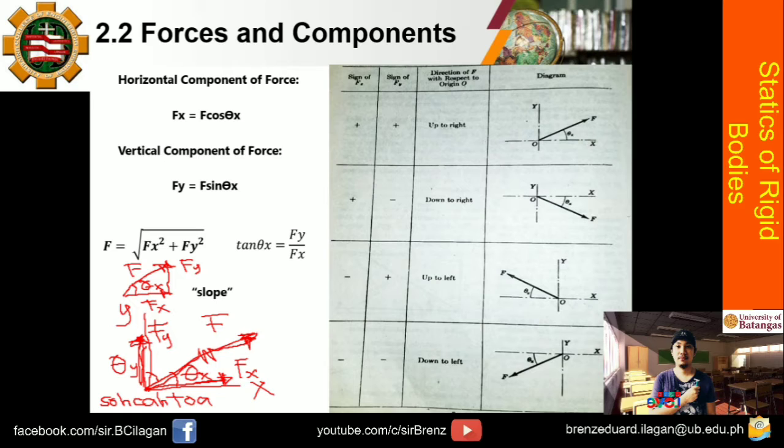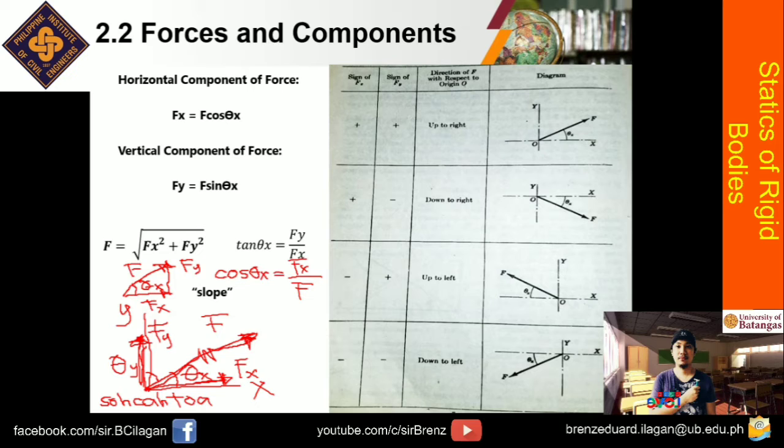So diba, kung ito is side ng triangle, this Fx is considered your adjacent side. And then itong force F, that will be your hypotenuse. So to solve for Fx, that is just equals lang sa cosine of theta x is equals to Fx over F. So if you're going to solve for Fx, you will arrive at this equation. So F cosine theta x, or to get the horizontal component or the x component, itong equation na to ang gagamitin.